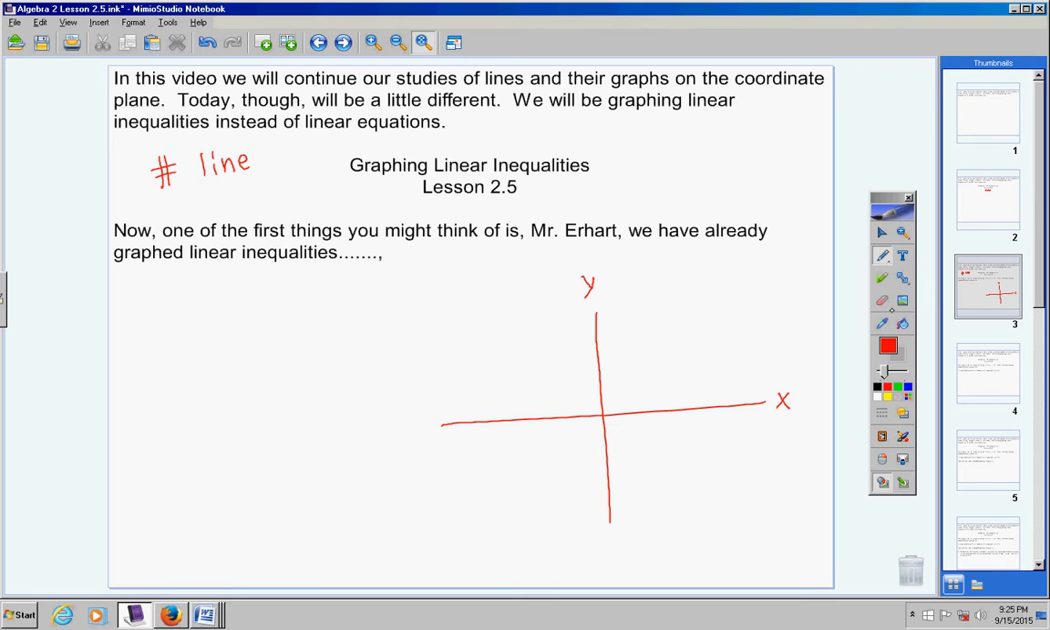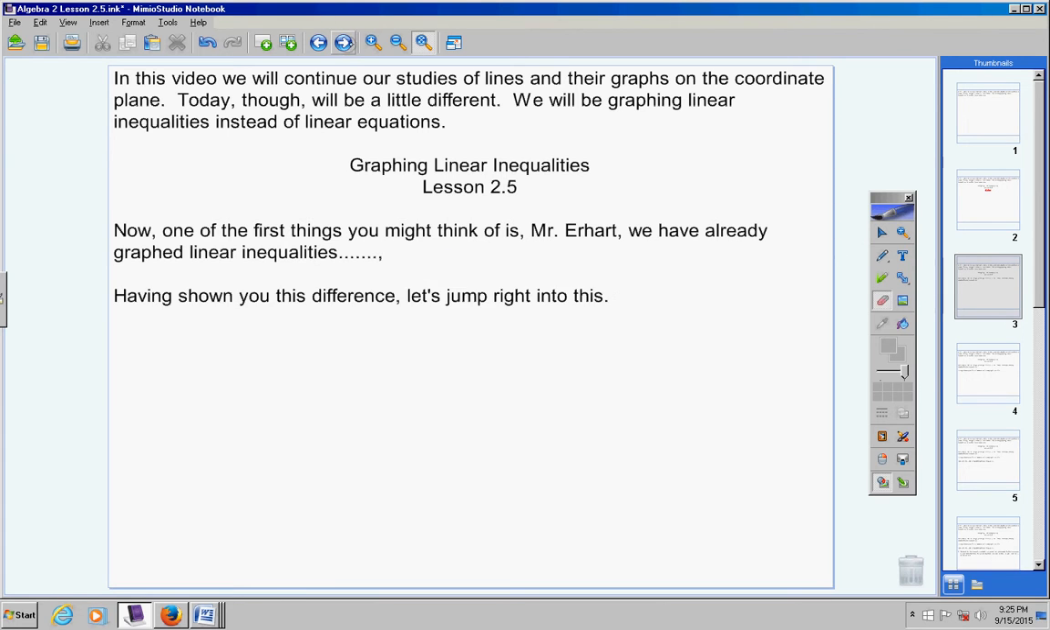So I'll make sure I'm very clear on tests and quizzes as to how I want you to graph these, whether on a number line or the coordinate plane. So today we're going to graph linear inequalities on the coordinate plane. Now, having shown you this difference, let's jump right into this, okay? I'm going to go fast through the steps because I know you can pause the video and copy them before you continue on, okay? So here are the steps for graphing linear inequalities.